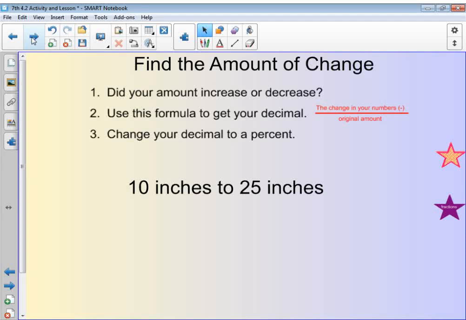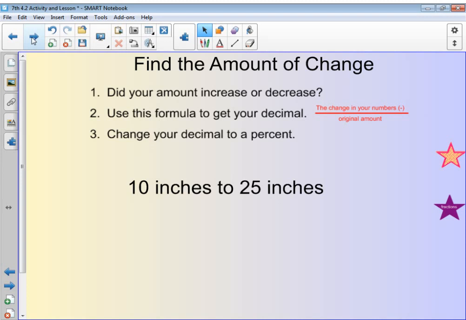The amount of change. There are three things you have to work through in this process. First of all, you need to look at your original information and determine whether or not you increased or decreased. We're going to start out with some basic, simple equations, and then eventually we'll get into some story problems.